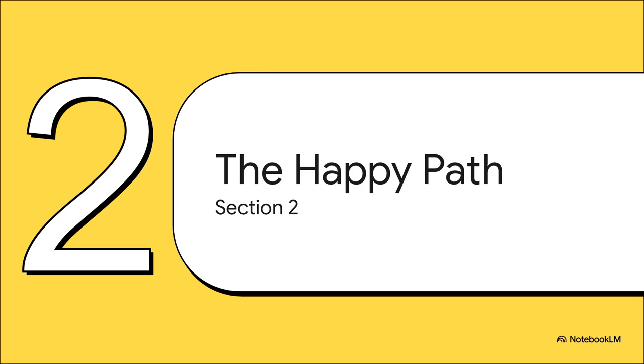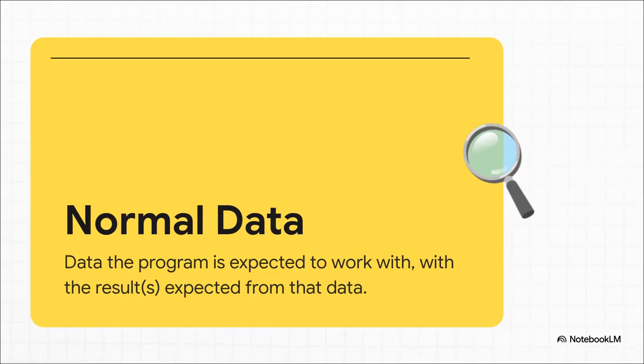Okay, so we've got our mission. Where do we even begin? Well, you always start with the simplest, most optimistic scenario out there. We call it the happy path. And the happy path uses something we call normal data. This is the kind of stuff you dream your users will enter. Perfect, predictable, totally by-the-book input. The whole point here is just to confirm that, when everything goes right, your program actually works the way you designed it to.